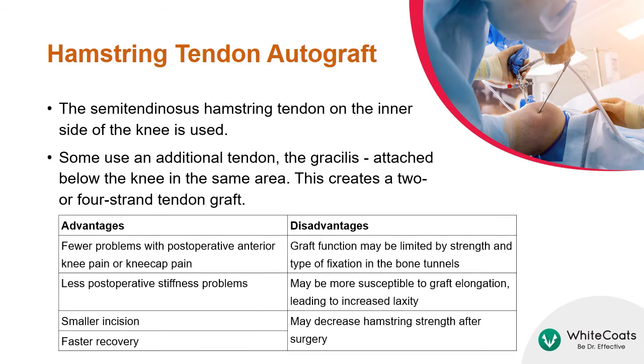For anterior cruciate ligament reconstruction, the semitendinosus hamstring tendon on the inner side of the knee is used. Some surgeons use an additional tendon, the gracilis, which is attached below the knee in the same area. This creates a 2 or 4 strand tendon graft. The advantages and disadvantages of the hamstring tendon autograft are mentioned in the slide.